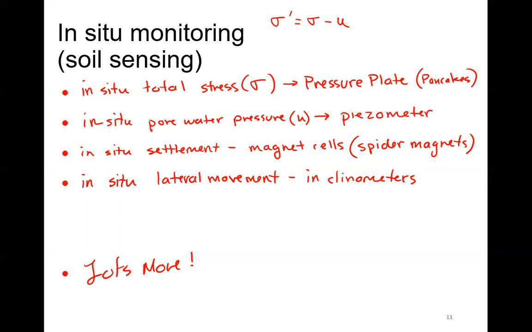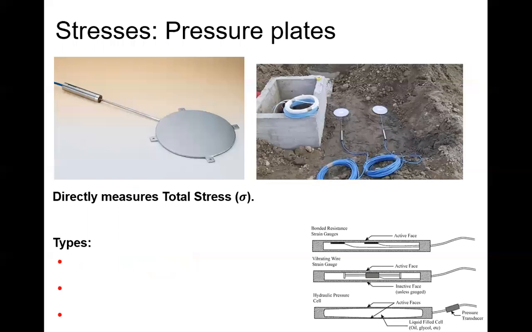But the tried and true ones that you'll come across are pressure plates, piezometers, magnet cells or spider magnets, and then inclinometers. So the pressure plates, who wants to guess what these do? They just measure the pressure. So that's why they're called pancake plates. They look like cast iron skillets, basically.